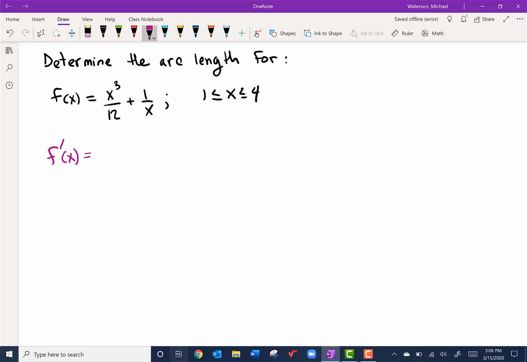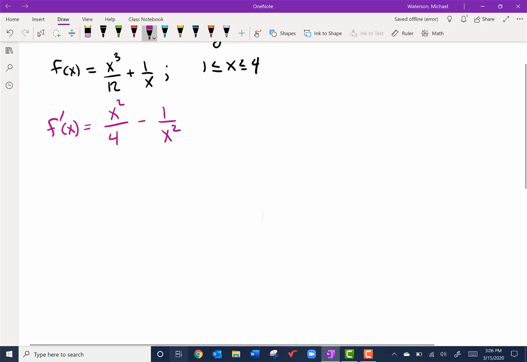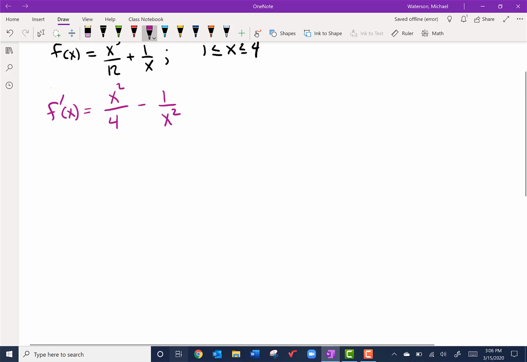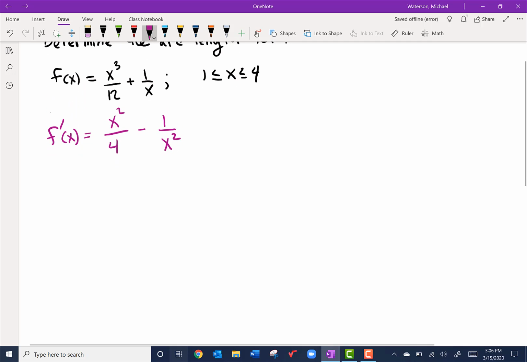So our 3 is going to fall to the front, and that's just going to cancel out. We're going to be left with a 4 down below, and we lose a power on our x. 1 over x, its derivative is going to be negative 1 over x squared. Let's keep going, and what we have to do in our formula is square this out. So let's see if we can find the derivative squared.